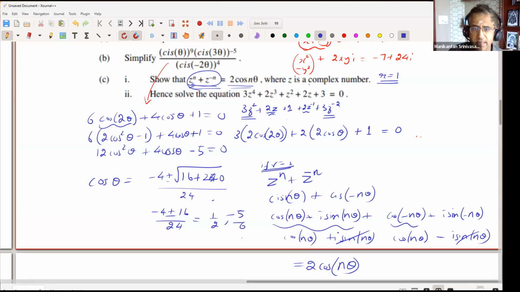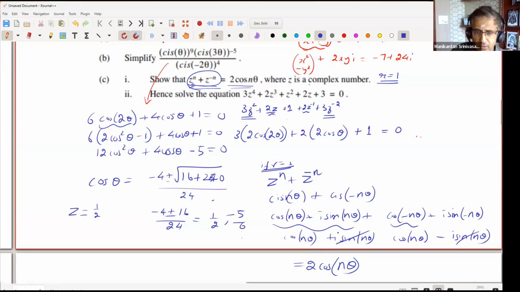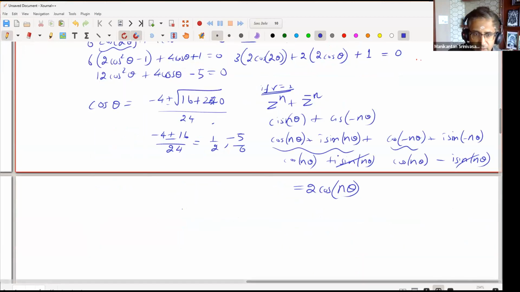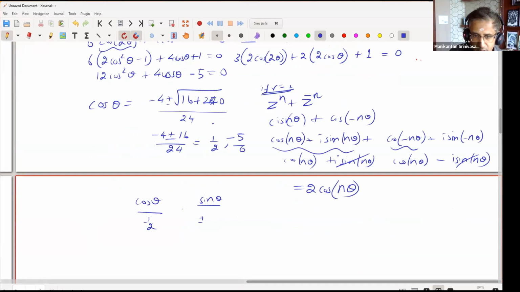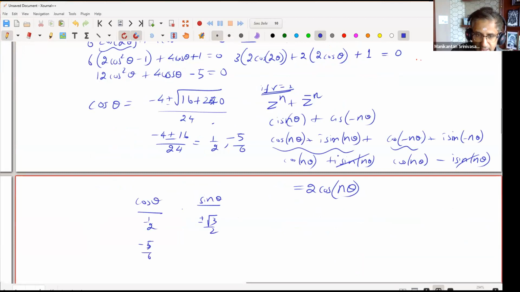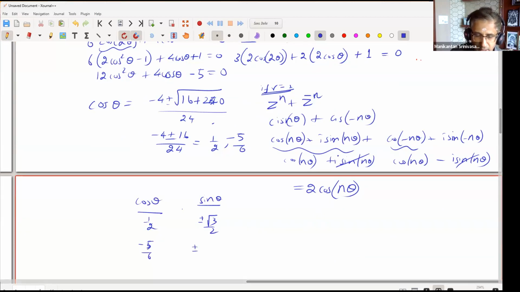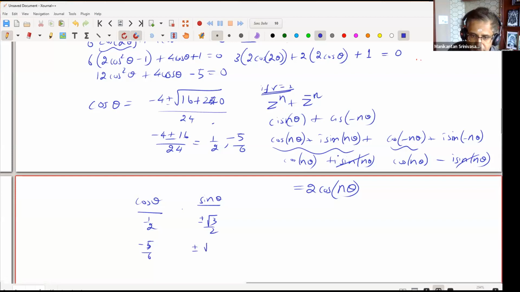All right, and this is cos theta, and therefore we'll say z is cis theta, so cos theta plus i sin theta. So we'll have 4 answers, right? If cos theta is half, so this is cos theta, and this is sin theta, then sin theta can be plus or minus root of 1 minus cos square theta. And similarly, if cos theta is minus 5 by 6, sin theta is plus or minus root of 1 minus cos square theta, so it'll be 1 minus 25 by 36, so 11 by 36. So you get 4 combinations here.